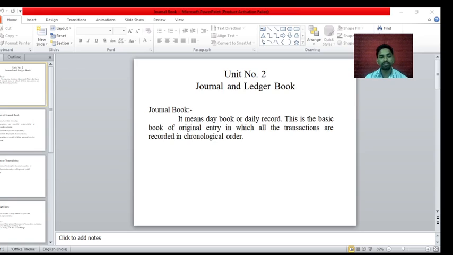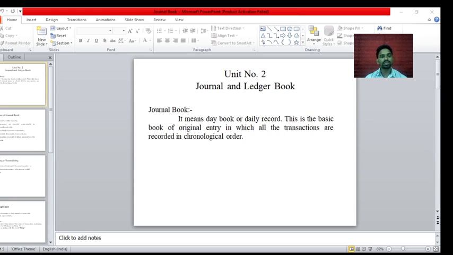In simple language, chronological order means recording the systematic data date wise in the book of journal. This is the meaning of the journal book. It is called the daily book or the day book, and it is also called the original book. In the next slides, the features of the journal book.